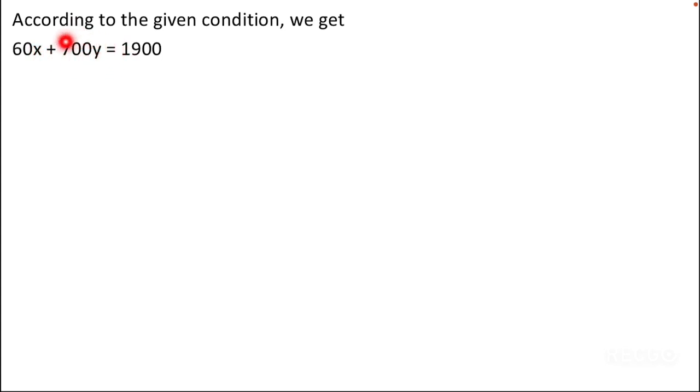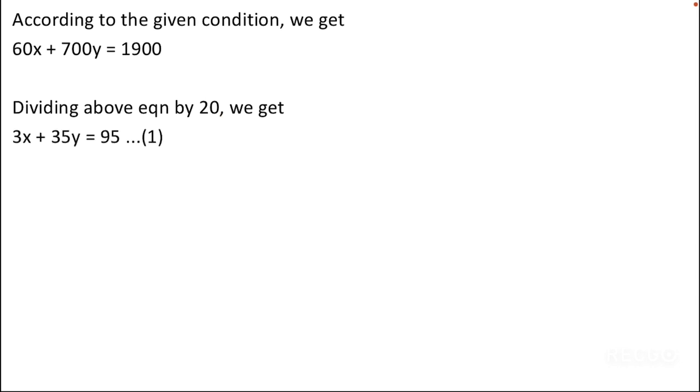So we can further reduce this equation by dividing it by 20. So we get 3x plus 35y is equal to 95. So this is our first equation.